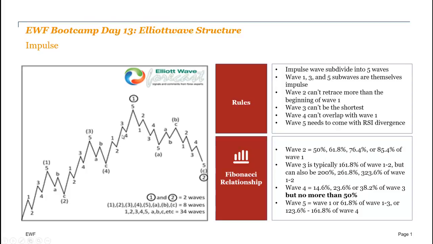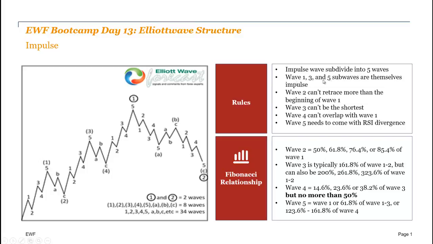First one is the impulse. Impulse wave is nothing more than a 5 waves move. As we can see from this low, we have 1, 2, 3, 4, 5, and that's what we call impulse, which is a 5 waves move. So these are the rules. The impulse wave is subdivided into 5 waves, like we counted earlier, 1, 2, 3, 4, 5.